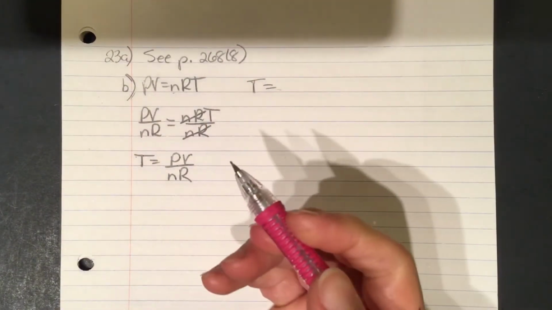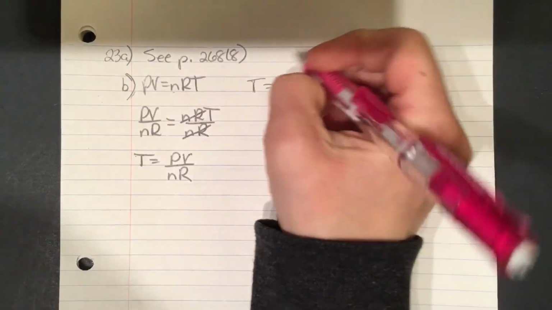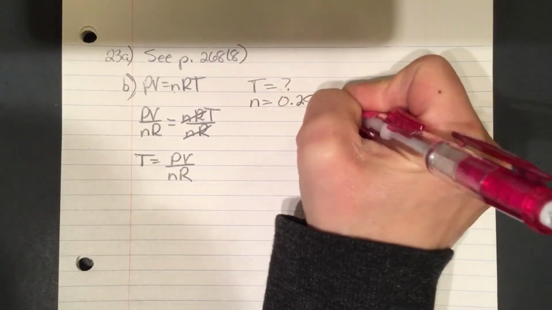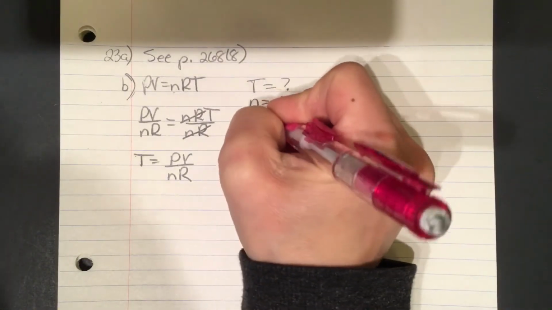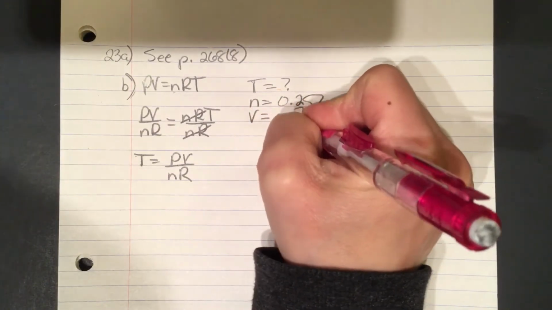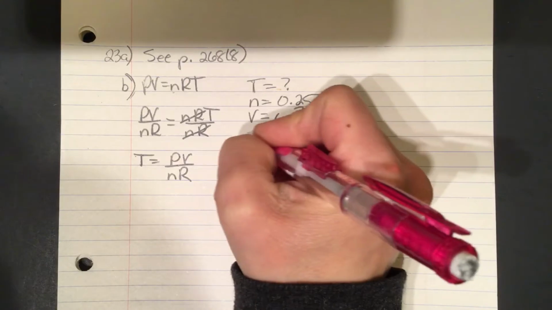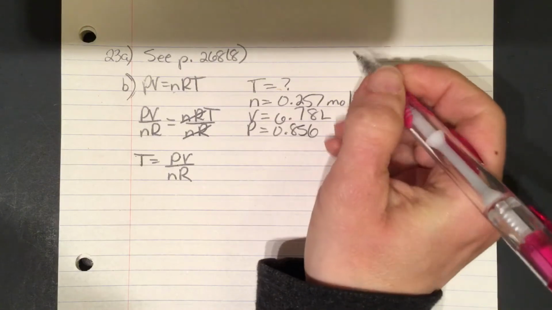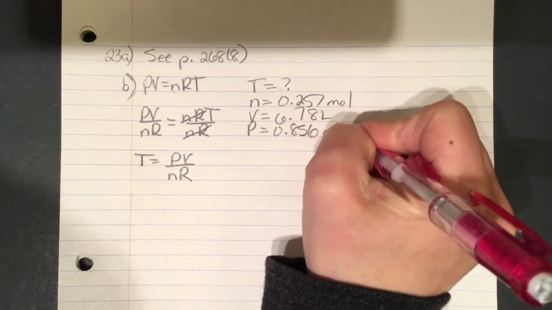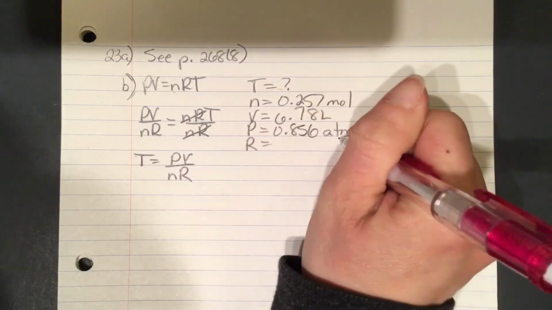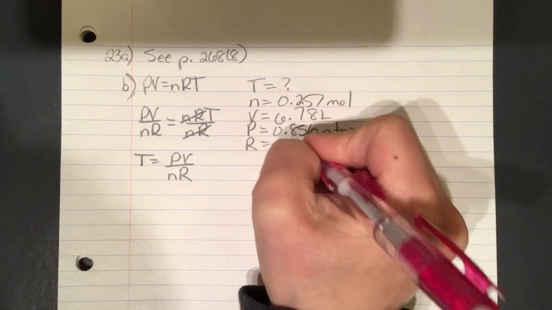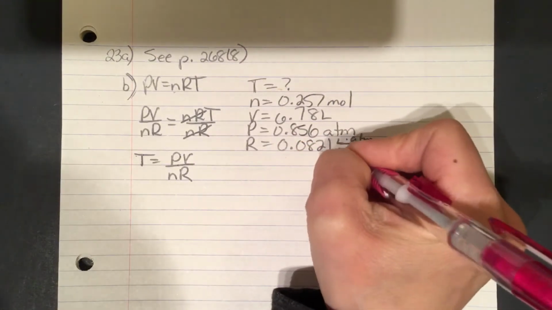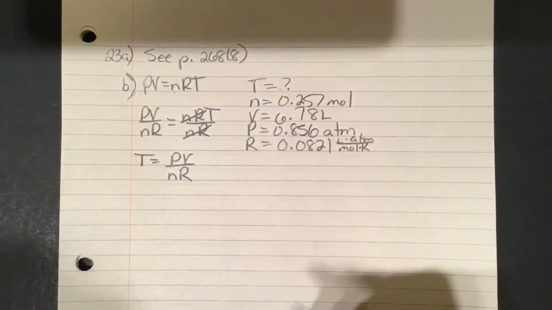So temperature, that is what we're after. n, I'm getting a value of 0.257 moles. V equals 6.78 liters. P is 0.856 atmospheres. So R, because I'm in atmospheres and liters, is going to be 0.0821. There.